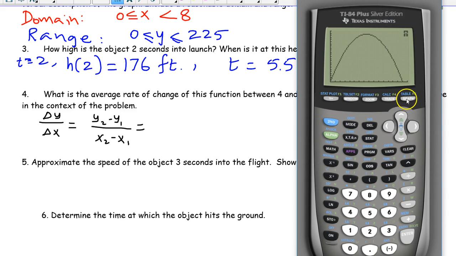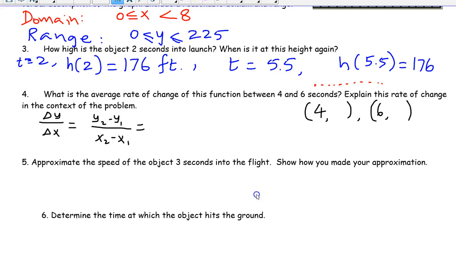I'll hit second and the graph to get the table. Okay, then I'll go to 4. For 4 it is 224, and for 6 it is 144. 224 and 144. Right, 224 and 144. Okay.